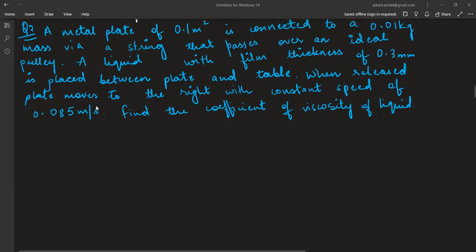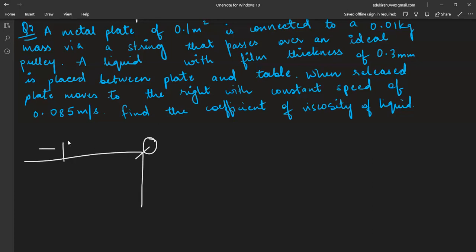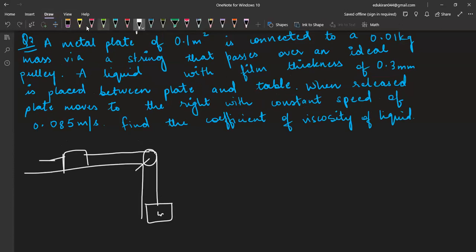See, this question says a metal plate of 0.1 meter square is connected to a 0.01 kg mass via a string that passes over an ideal pulley. So a pulley is there, a block is there, the string is passing through it, and here is a mass. The liquid film thickness is 0.3 millimeters. Velocity is 0.085 meter per second. Find the coefficient of viscosity of the liquid.